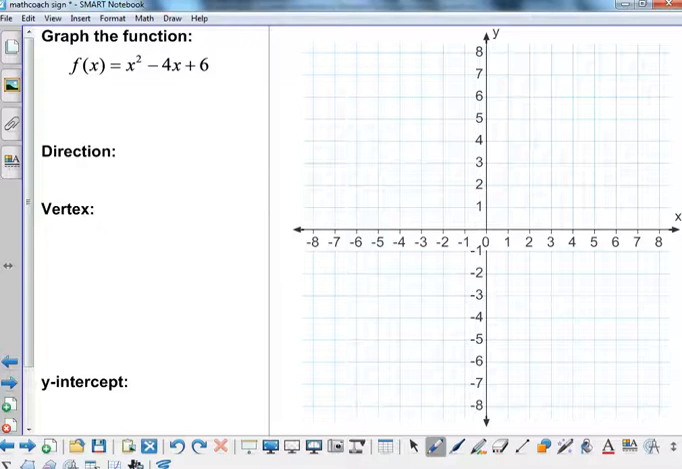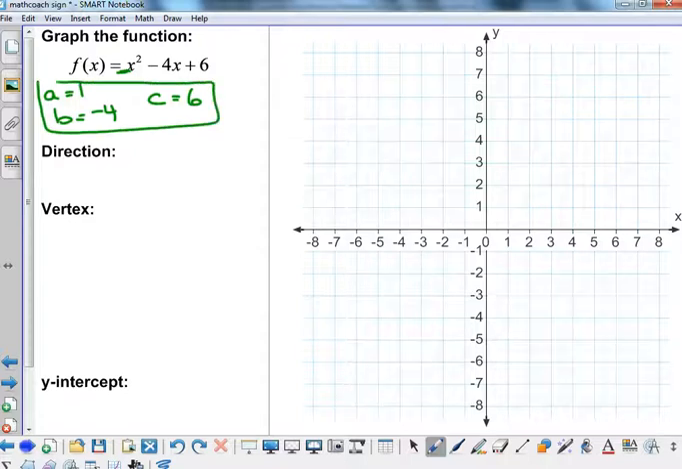First off, we're going to stop and identify what A, B, and C are. Well, looking real quickly, we can tell that A, the coefficient of that, is 1. B, our linear coefficient, would be -4. And C, the constant term, is 6. We're going to use this information to find all of this other stuff about the parabola that we need to know.